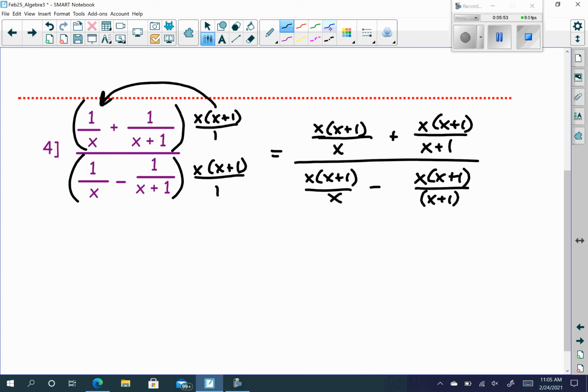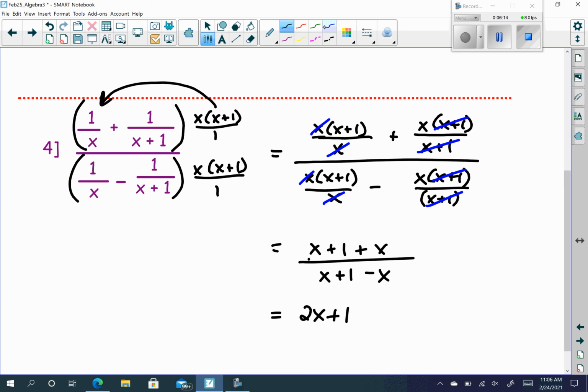And then yes, now we can cross out these x's, cross out here x plus 1's, cross out here x's, cross out there x plus 1's. So now up top we're left with x plus 1 plus x. Down at the bottom we're left with x plus 1 minus x. Up top we're going to get a 2x plus 1. Now in our denominator, these x's are opposites, so they cancel out, and I'm just left with the 1, so I don't have to put this over 1, so our final answer is just 2x plus 1.